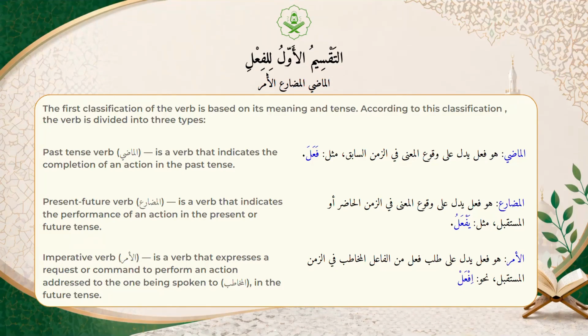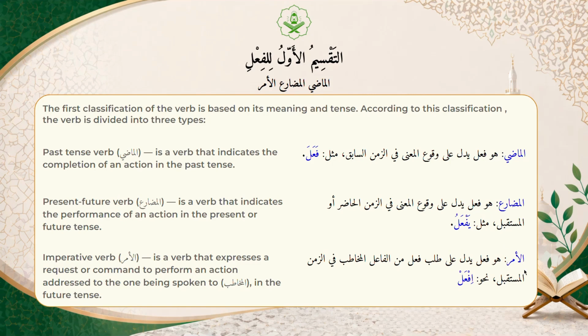التقسيم الأول للفعل. The first classification of the verb is based on its meaning and tense. According to this classification, the verb is divided into three types. We'll learn about the ماضي and مضارع in the first lesson, so let's do some recap. الماضي we said is the verb of past tense, right? And مضارع is present and future tense.